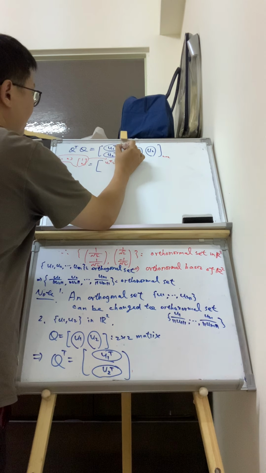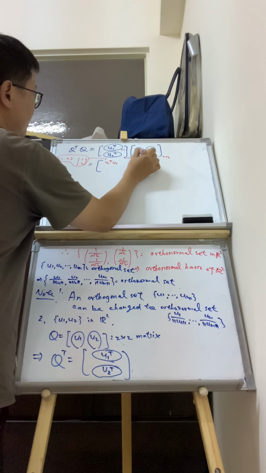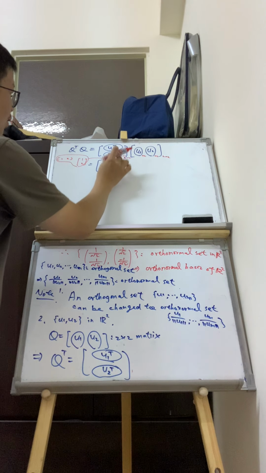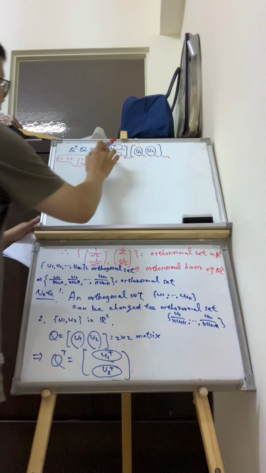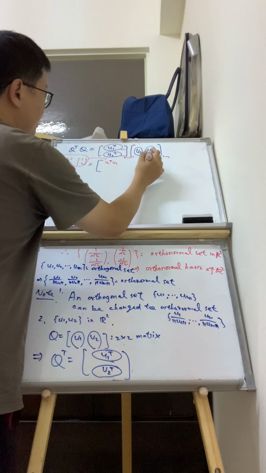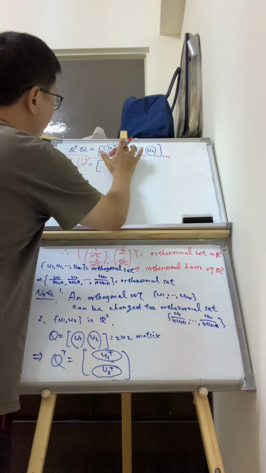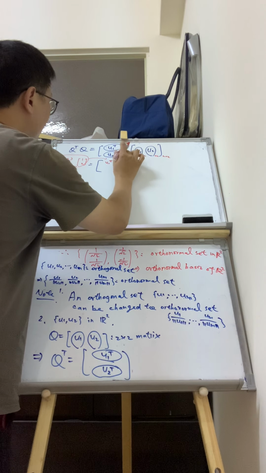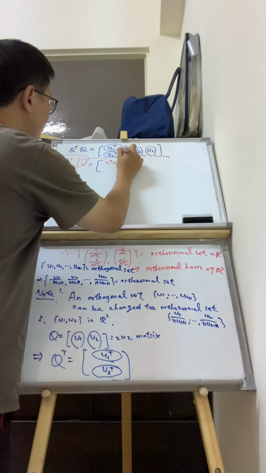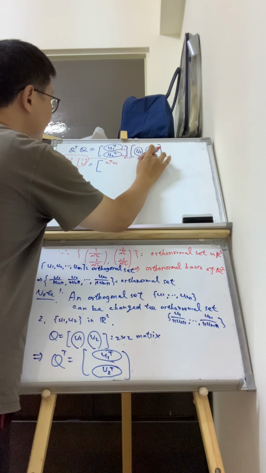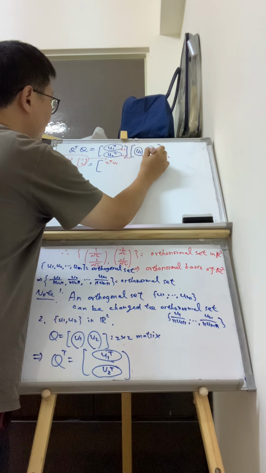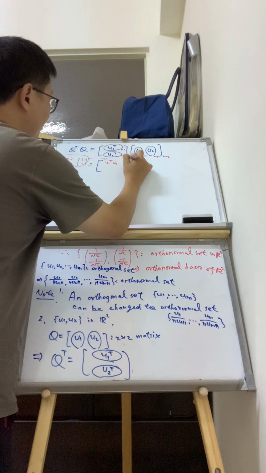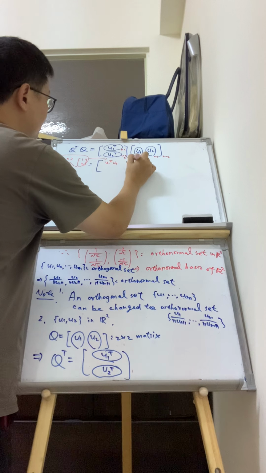Since it's 1 by 2 times 2 by 1, it becomes a 1 by 1 scalar. Sorry, something wrong: 1 by 2, 2 by 1, so it becomes 1 by 1. And here is still 1 by 1, but it's U1 transpose U2.